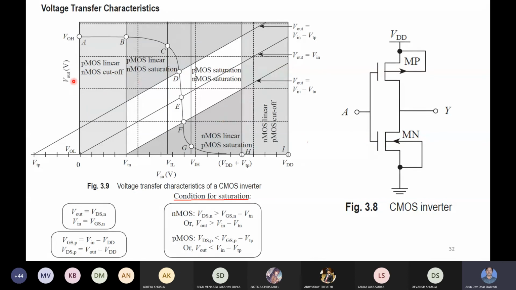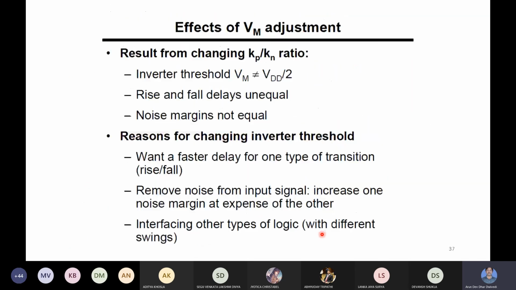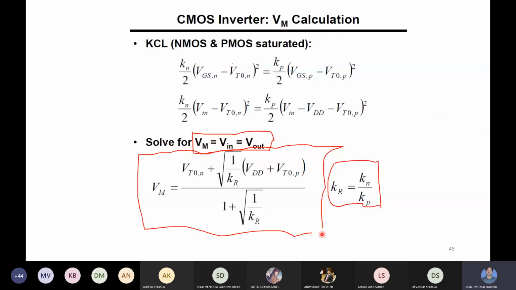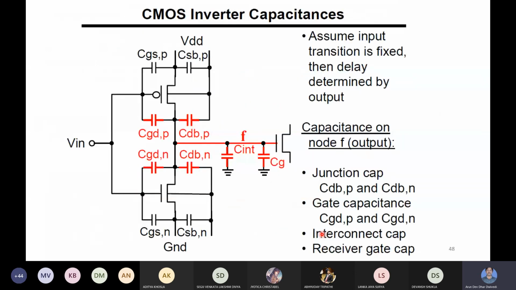So various regions are divided: here PMOS is in linear, NMOS in cutoff; here PMOS in linear, NMOS in saturation; here both are in saturation; here PMOS in saturation and NMOS in linear; and here NMOS in linear, PMOS in cutoff. So all these regions we have decided, V out and VDSN, V in and VGSN, all these relations. Then we have derived these equations, so we can even leave it.